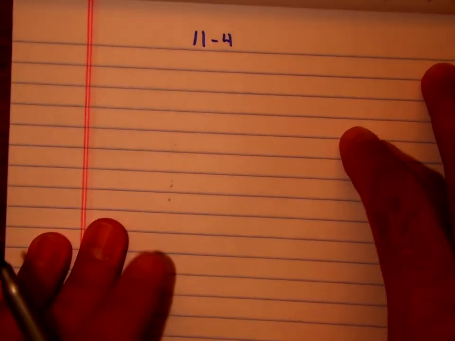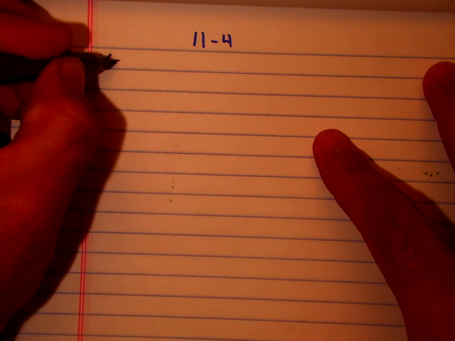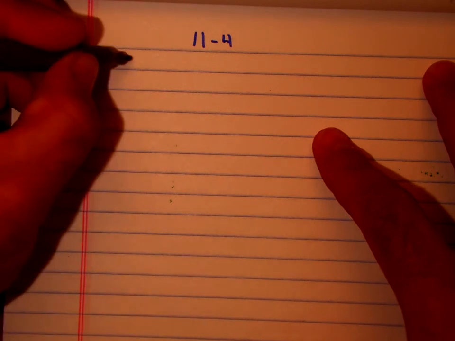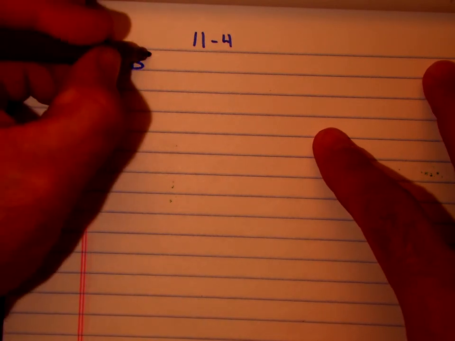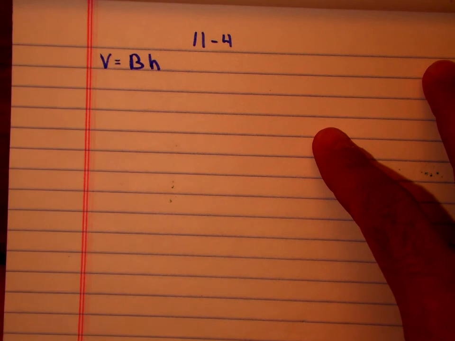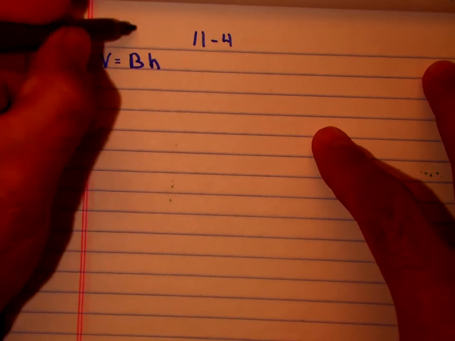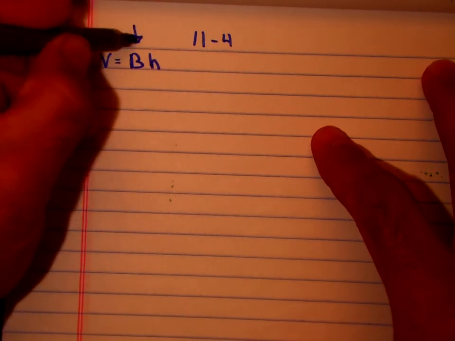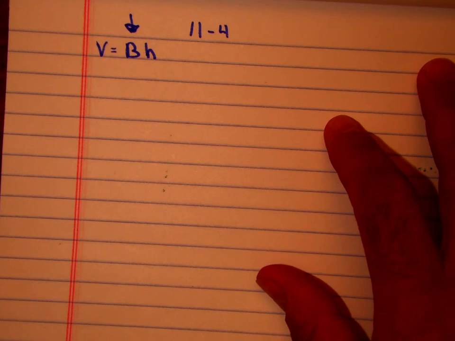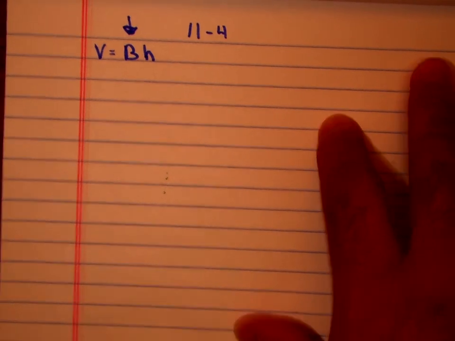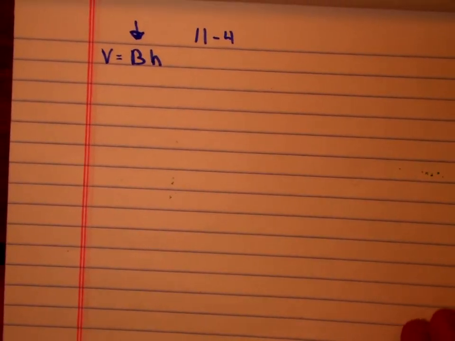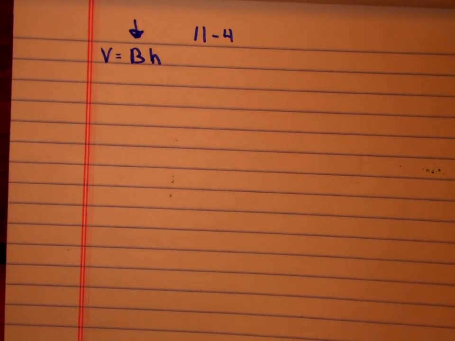Now the volume formula is much easier than the surface area formula. The volume formula is area of the base times the height of the figure. The reason they say area of the base is because your base can change. This formula is actually for both shapes, for cylinders and prisms.